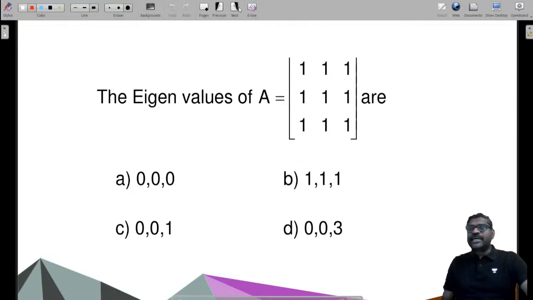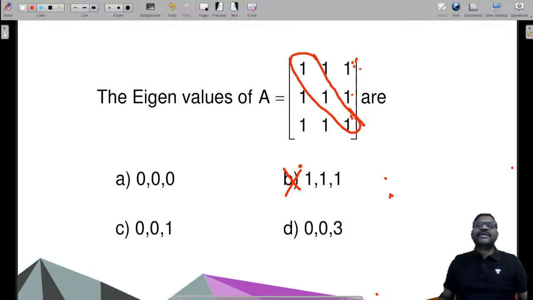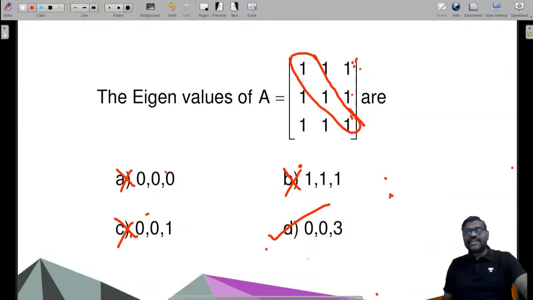Next problem. The eigenvalues of matrix A are, observe here, sir, 1 1 1 1 1 1 1 1 1. 3 rows are identical, even 2 rows are identical, determinant value 0. So product of eigenvalues must be 0. Here product non-zero, that's why it is wrong option. Next, sum of eigenvalues must be 3 because trace is 3. So here trace 0, here trace 1, here trace 3, product 0. 0 0 3 is correct, 100%.